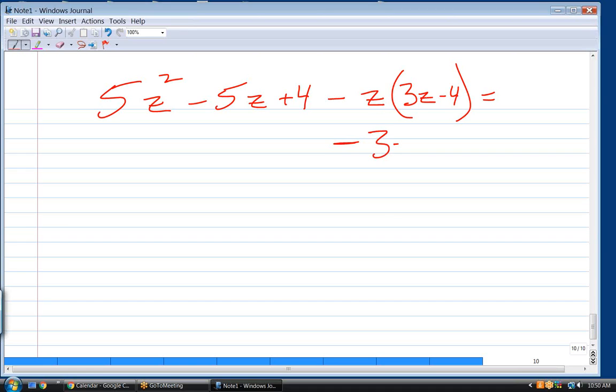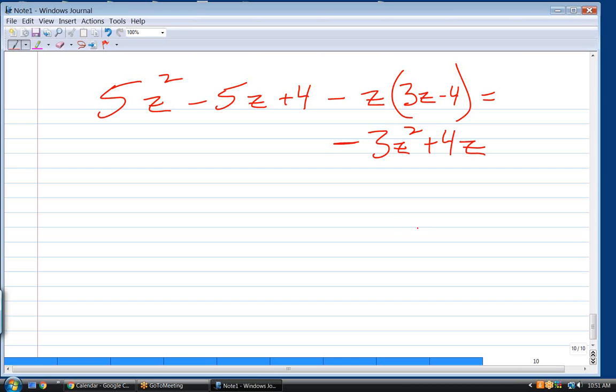3z squared. And what's minus z times minus 4? Actually, I said it wrong. The first time it's minus z times 3z. That's minus 3z squared. The second part is minus z times minus 4. What's that? Positive. It's going to be positive 4z.